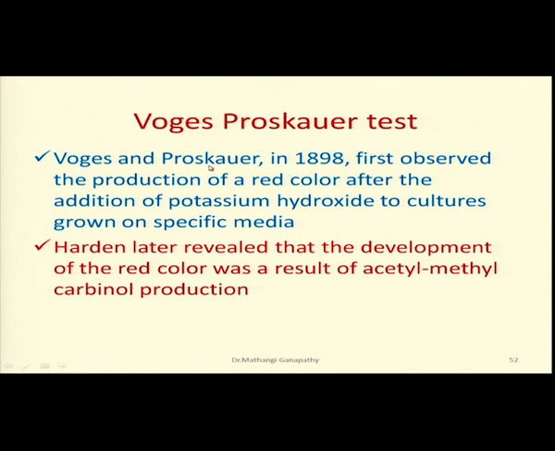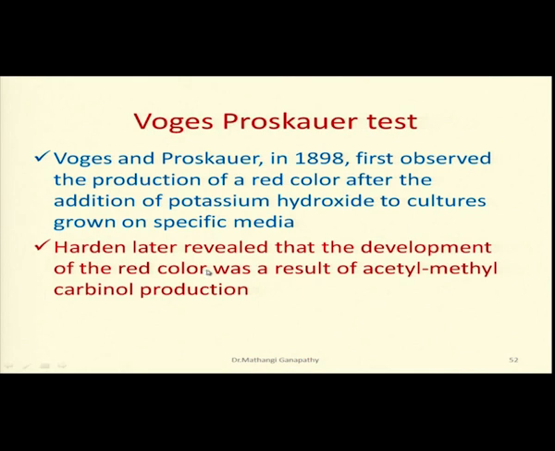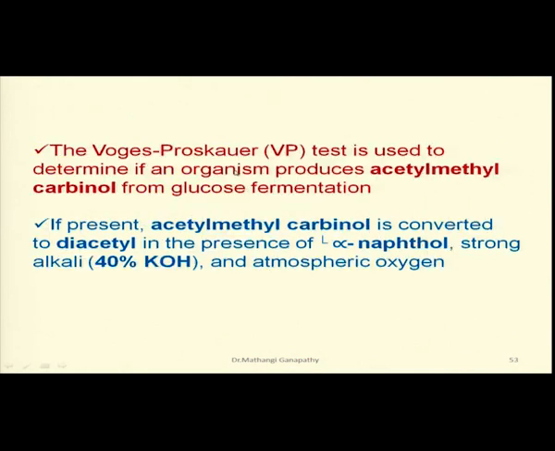Voges-Proskauer test. Voges and Proskauer in 1898 observed the production of red color when addition of potassium hydroxide was done to the cultures grown on specific media. And Hardin, another scientist, later revealed that the development of the red color was the result of acetyl methyl carbinol. So, when KOH was added to the culture, you see a red color. This was observed by Voges and Proskauer, but they did not analyze why this red color happened. It was Hardin who discovered that the red color was the production of acetyl methyl carbinol.